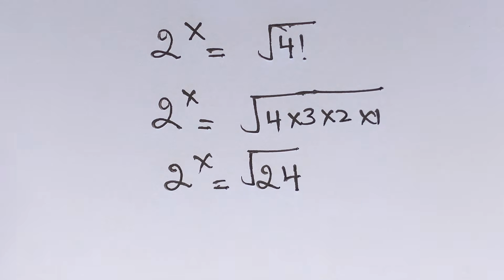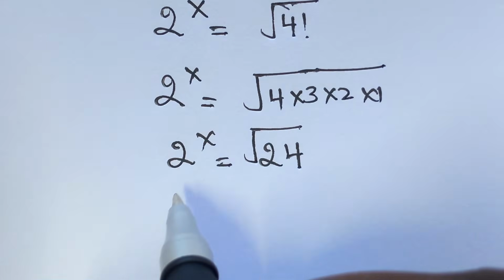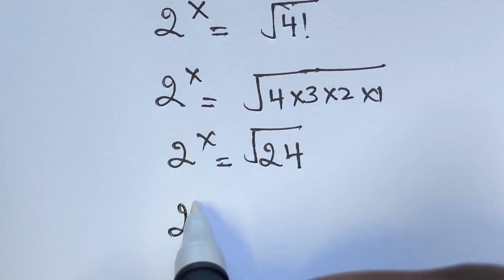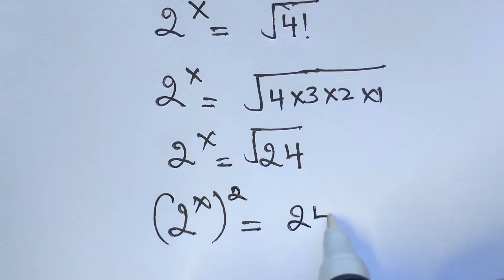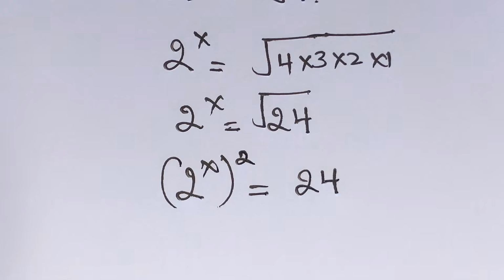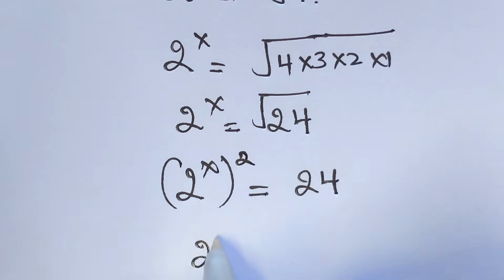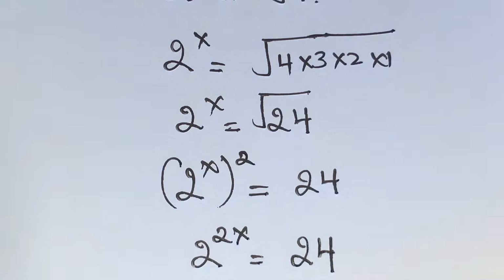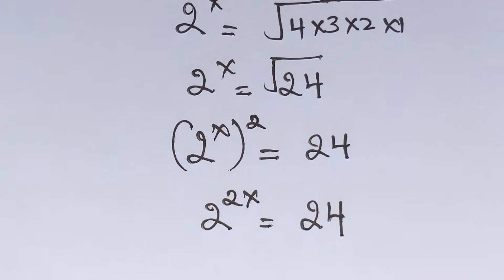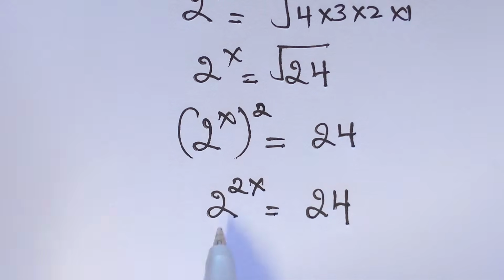Then at this stage, in order to remove this root, we shall square both sides to get (2 power x) squared, which is equal to 24. This is 2 power 2x, which is equal to 24. Alright, this is what we have right here.